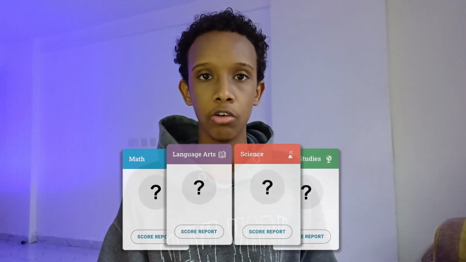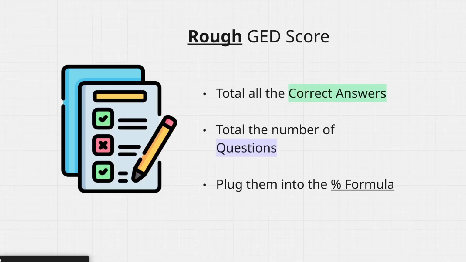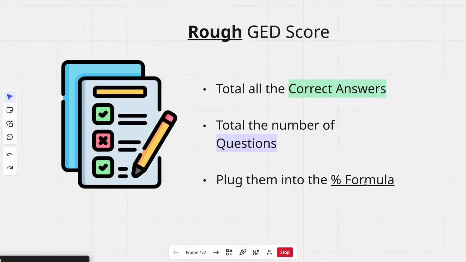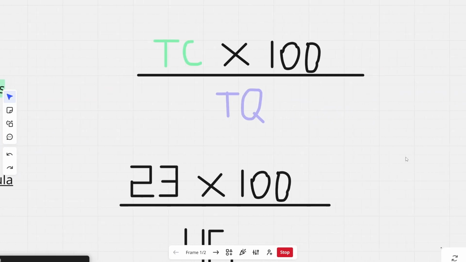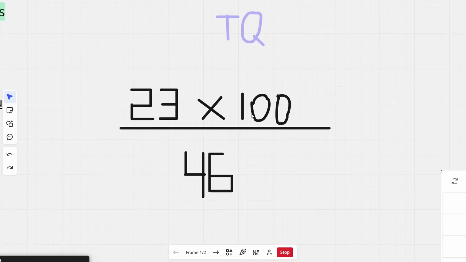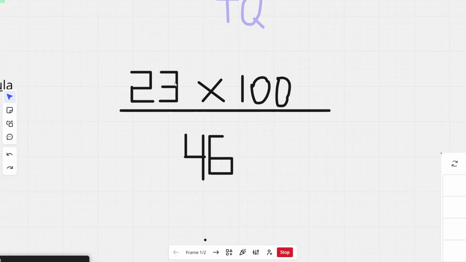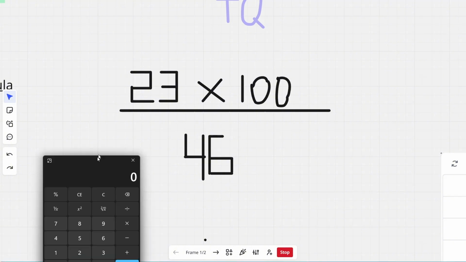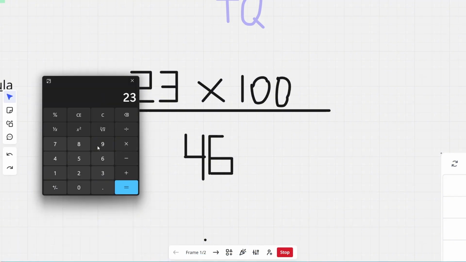If you didn't get an exact mark from the online test, a good way to gauge your marks is by using this metric. The first thing you're going to do is total all the correct answers, then total the number of questions. Then you're going to plug them into the percentage formula. The percentage formula would be the total correct answers times 100 all over the total number of questions. For our example, we'll be using 23 as the total correct answers times 100 all over 46 as the total questions. 23 times 100 divided by 46. And that'll give you a percentage score, so this will be 50%.